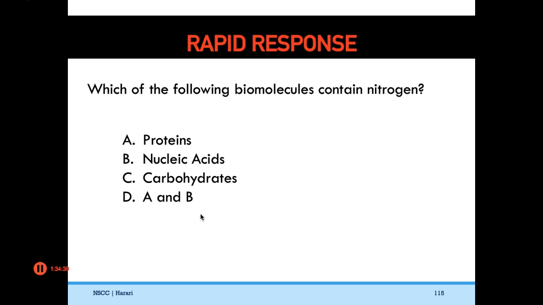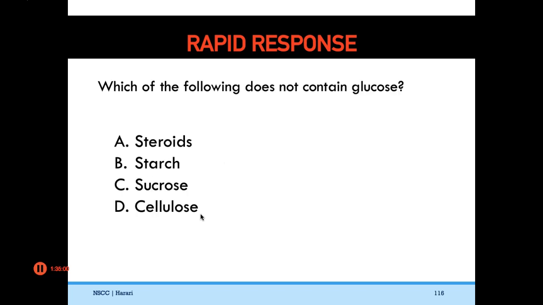And in proteins, remember, they're made of amino acids, and an amino group has nitrogen in it. So that's the giveaway. Also, think about nucleic acids. What makes up nucleic acids? Nucleotides, right? What's in a nucleotide? You have a sugar, a phosphate, and a nitrogenous base. So proteins and nucleic acids both have nitrogen in them.